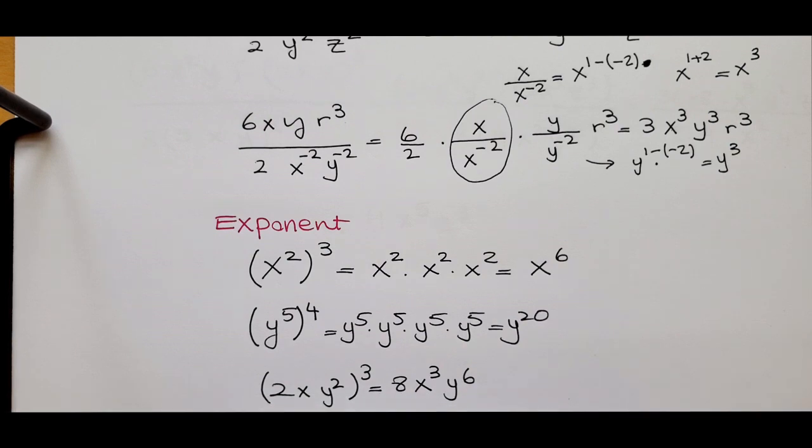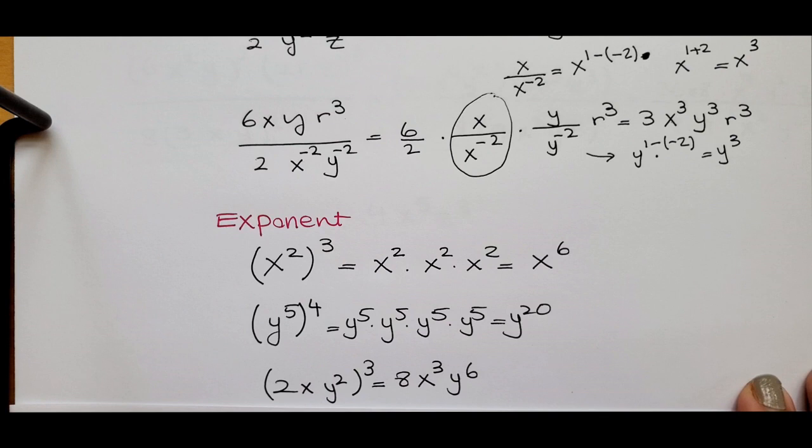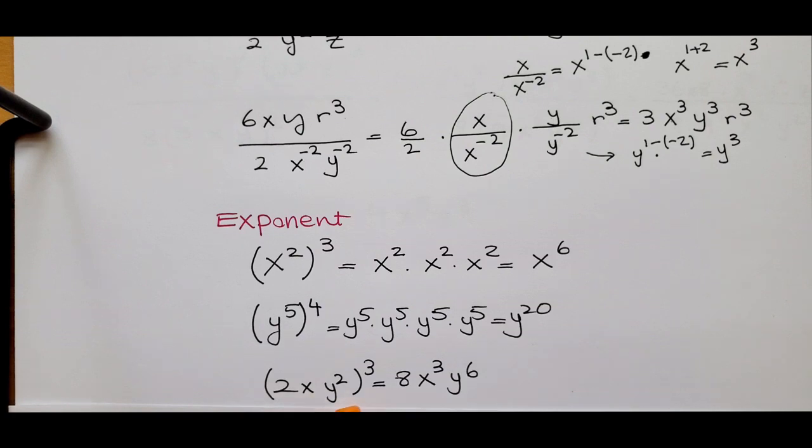Last example would be a combination of a constant and two different variables with different exponents. But remember, this power would be distributed to each of these equally. So 2 to the power 3, which is 8, x to the power 3, x cubed, and y to the power 2, the whole thing raised to the power 3, which would be y to the power 6.